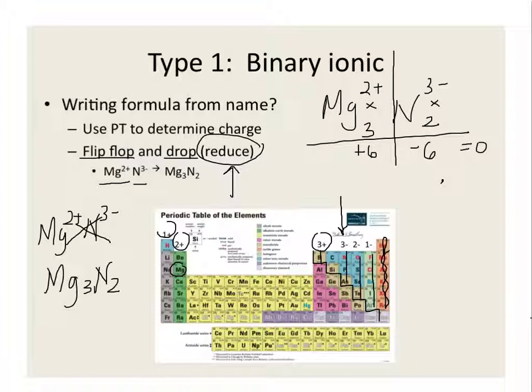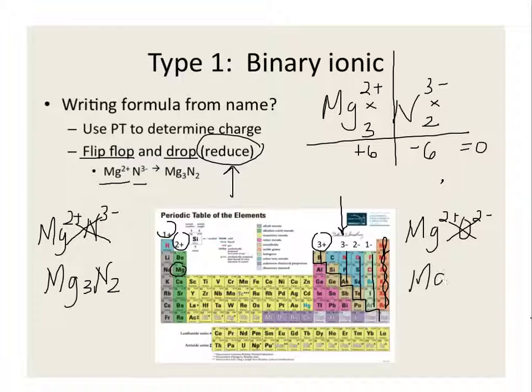Let's say magnesium was getting together not with nitrogen this time, but with oxygen. So I'm going to do that down over here. So we have magnesium, and we give that a 2 plus charge. Oxygen, we give that a 2 minus charge. We flip-flop and drop the charges.